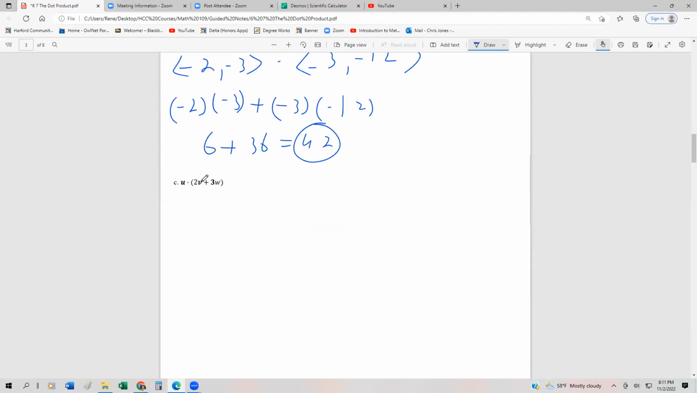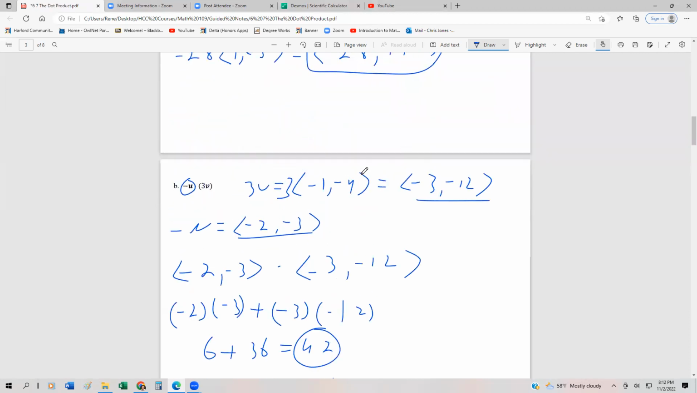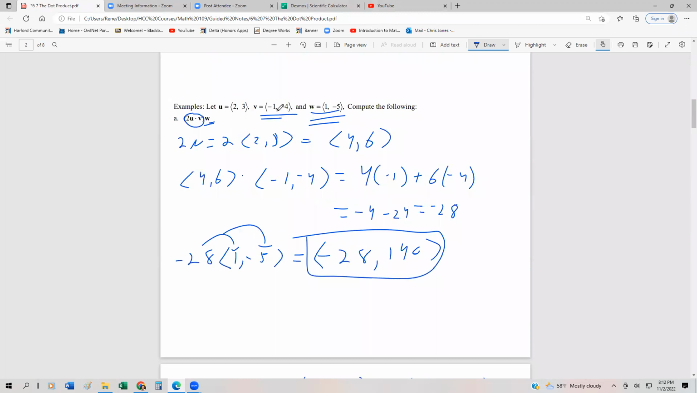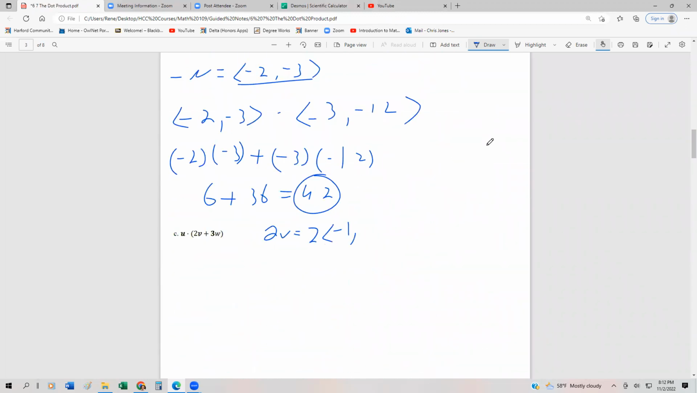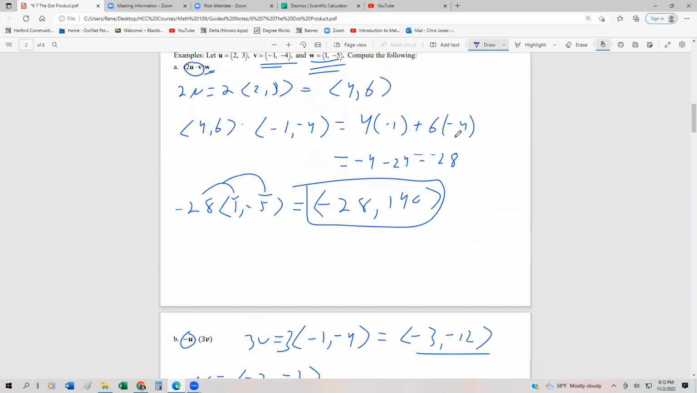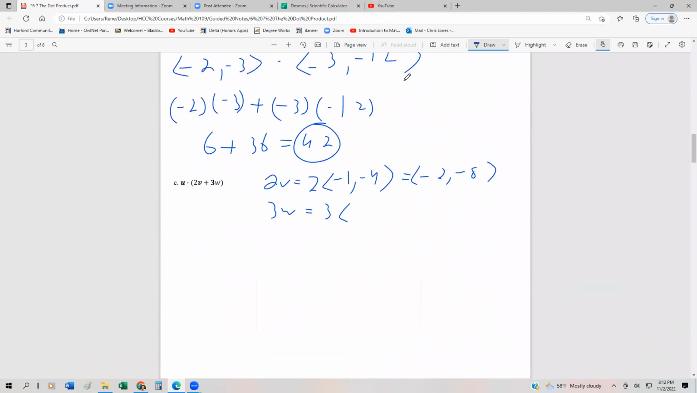Finally, if we wanted to go through and add two vectors and then dot that, let's just work inside the parentheses first. Let's find 2v. Remember, we found 3v before, but 2v is just going to be 2 times -1, -4, which is going to be -2, -8. And then we need 3w. We said that w was going to be 1, -5, so that's going to give us 3, -15.